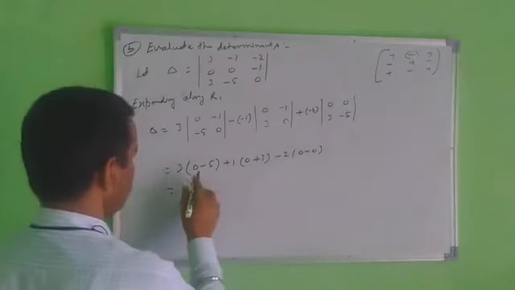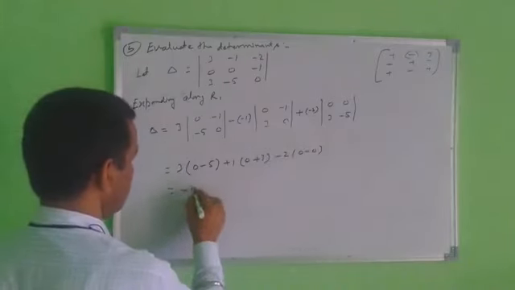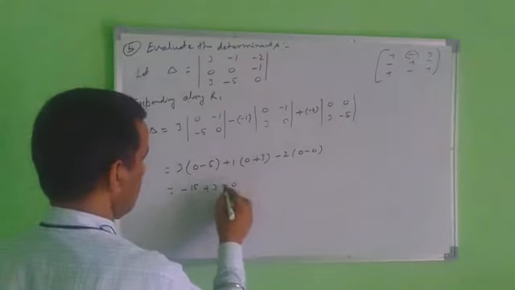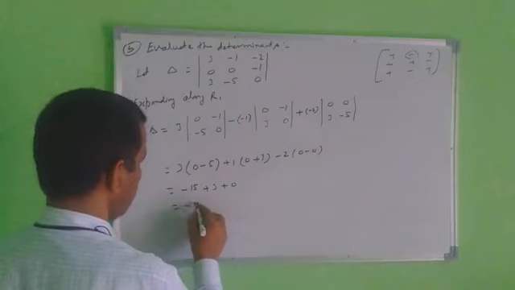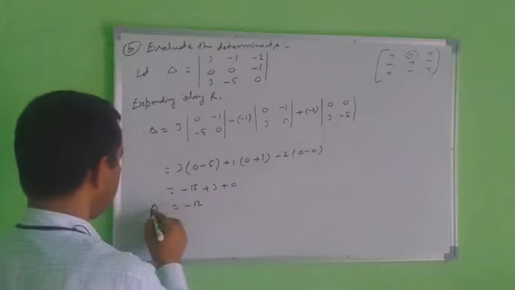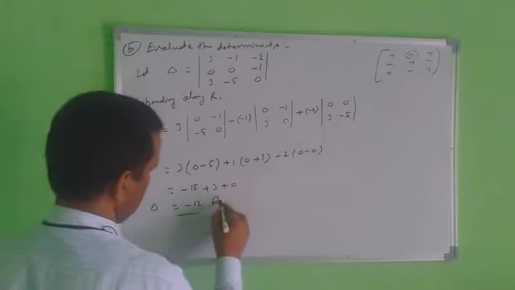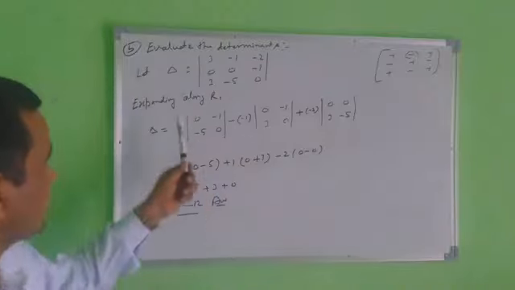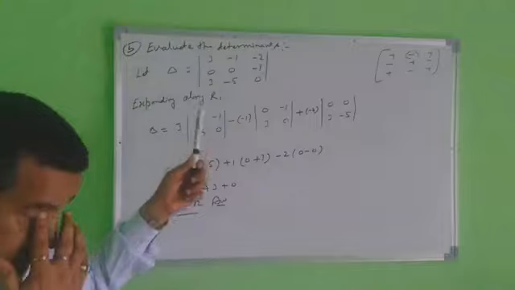So what is left here? Minus 15 plus 3 and 0. So then you get minus 12. So your determinant value is minus 12. This is your answer. When you are expanding along R1, you get minus 12.